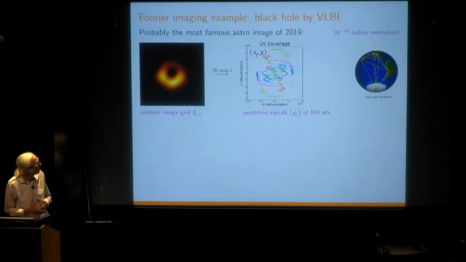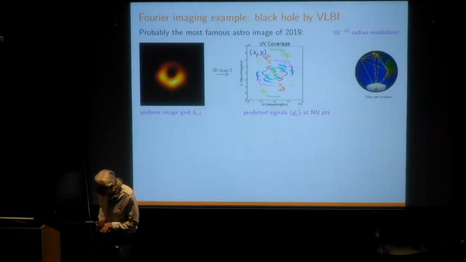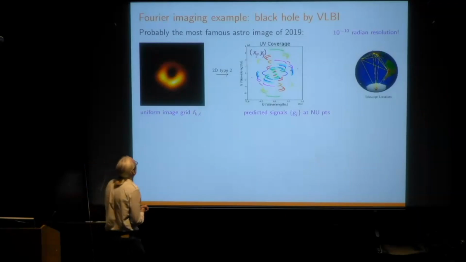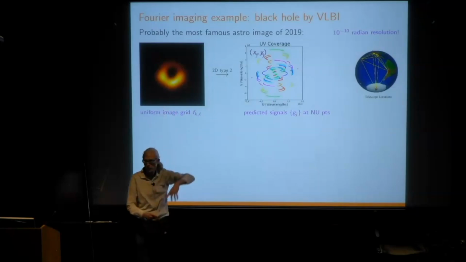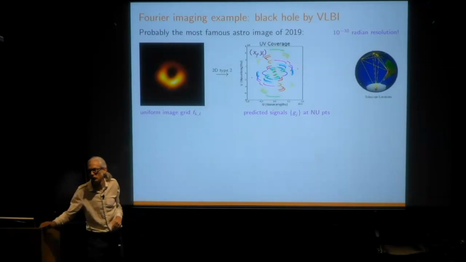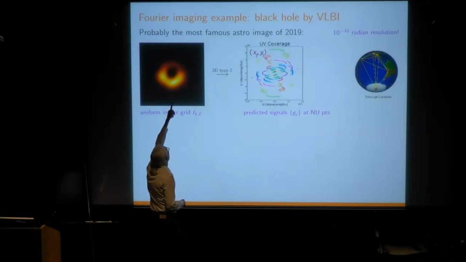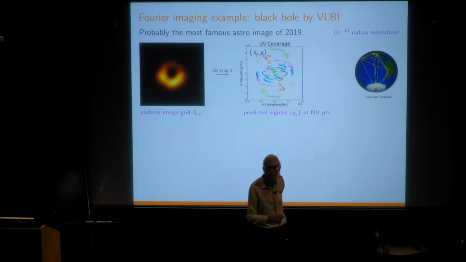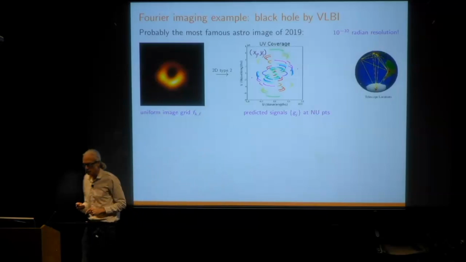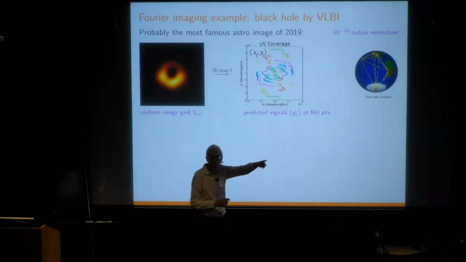OK, I'll just show you one example. This is, on the left, probably the most famous astronomy image of 2019. And that is your unknown uniform image grid, f_k,l. It has a resolution of, I don't know, 200 by 200. Oh, and by the way, the actual resolution is clearly not that good. However, it's kind of amazing in absolute terms because it's 10 to the minus 10 radians, because you're using telescopes that are scattered across the whole Earth and at a wavelength of 1 millimeter.